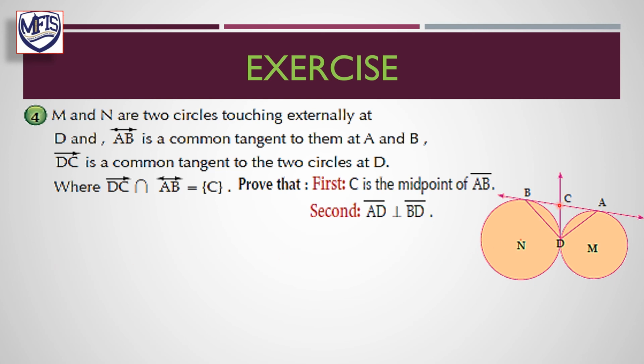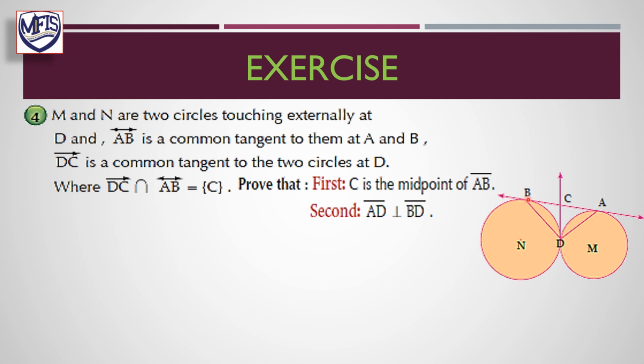I want to prove that C is the midpoint of AB. That means I want to prove that AC equals BC. This is the first required. The second required, I want to prove that line segment AD is perpendicular to line segment BD. So I need to prove that measure angle ADB equals 90 degrees. Let's start with the first required. I want to prove that point C is the midpoint of AB, so I need to prove that AC equals BC.